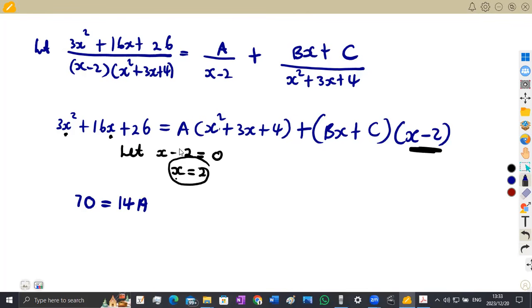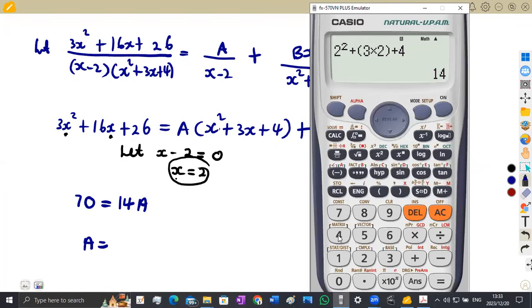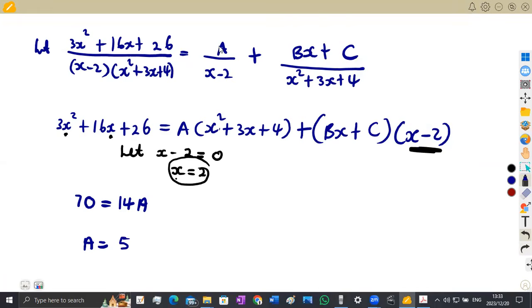So we have substituted x, which is 2 here. But here there's no need because this is a single term. Once this gives you a 0, it means it multiplies everything, it's now a 0. So don't waste your time substituting there. To find a, you're going to divide 70 by 14, the answer that we got, which is a 5. So a in this case is 5.